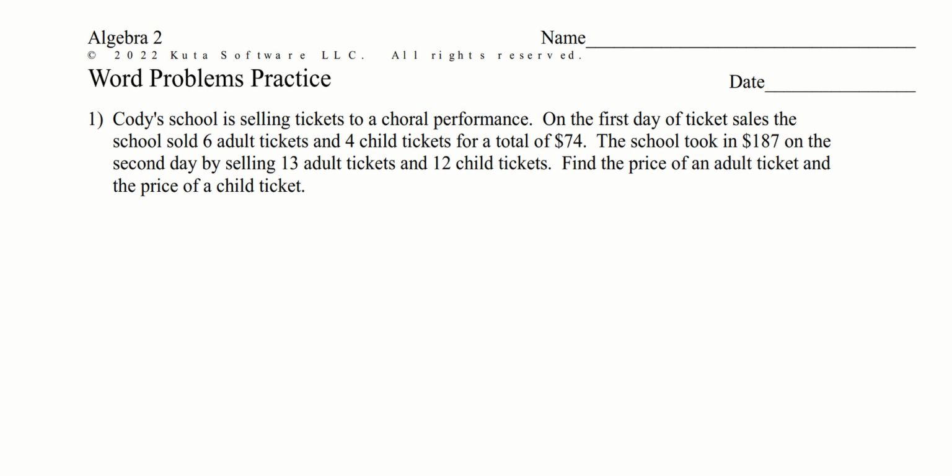So, on number one, it says Cody's school is selling tickets to a choral performance. On the first day of ticket sales, the school sold 6 adult tickets and 4 child tickets for a total of $74. The school then took in $187 on the second day by selling 13 adult tickets and 12 child tickets. Find the price of an adult ticket and find the price of a child ticket as well.